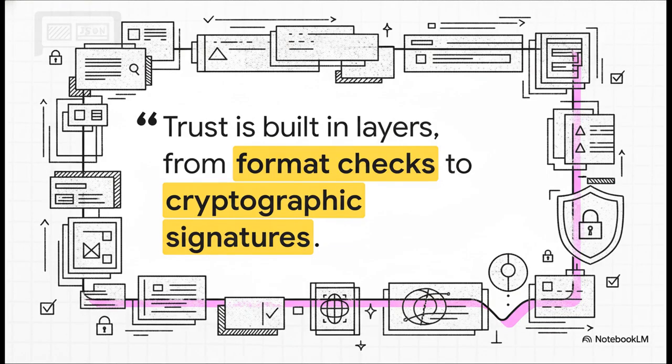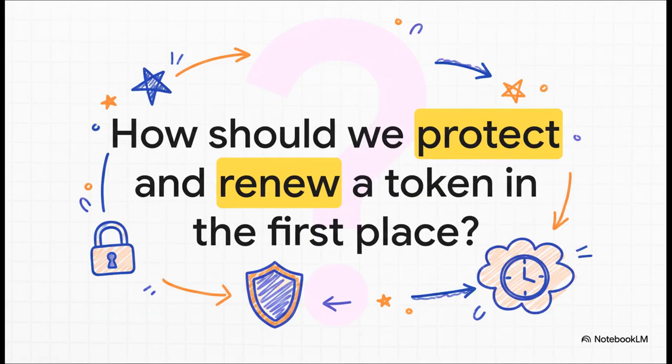In the end, our token's quest really reveals a fundamental truth about digital security. Trust isn't a single checkbox. It's a whole process, built in these deliberate layers, starting from the simplest format check all the way up to a mathematically sound cryptographic guarantee. So our token successfully completed its journey, and it got access.